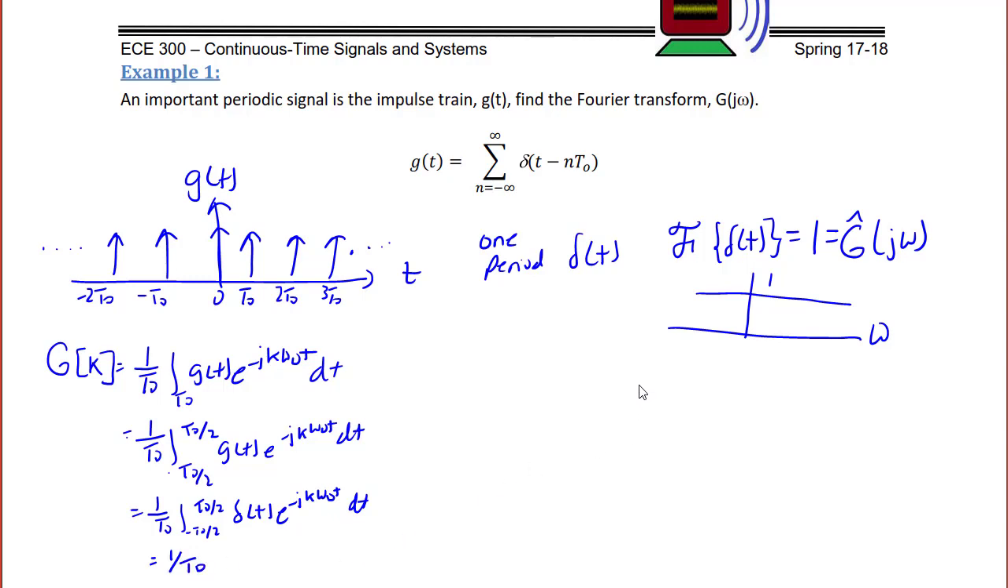So now if we make a sketch of G[k], G[k] is going to be a stem plot where every stem has an amplitude of 1 over T0.